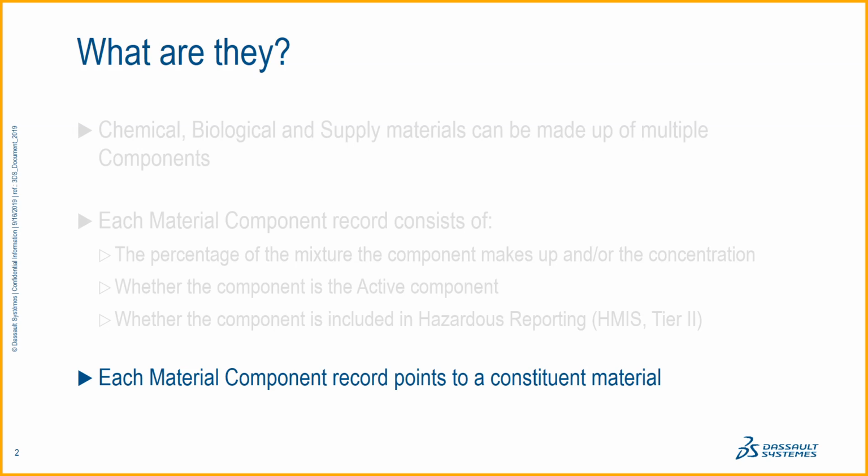And then at the low end, we've got the constituent. So my mixture is going to be made up of, say, 3 different ingredients or 3 different chemicals. Each of those will be a constituent that is then mixed in a certain proportion to make up my mixture. Well, the material component record is that junction, what goes into the mixture, and then how much, what proportion, what percentage, what concentration. So the material component is kind of that middle bridge between the constituents and the overall final mixture material that we're making.